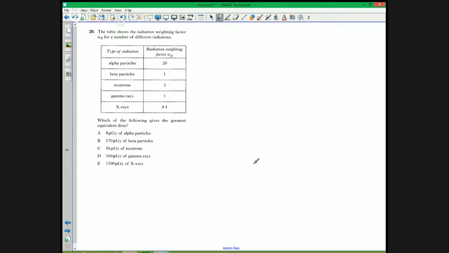Okay, last question for tonight then. The table shows the radiation weighting factor, WR, for a number of different radiations. So for alpha, we have 20, beta is 1, neutrons 3, gamma rays 1, and X-rays 0.1. Now remember, it says here, which of the following gives the greatest equivalent dose?